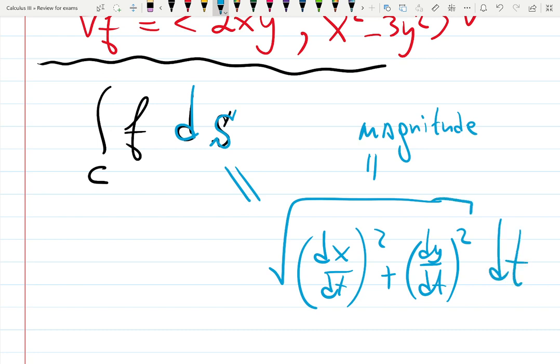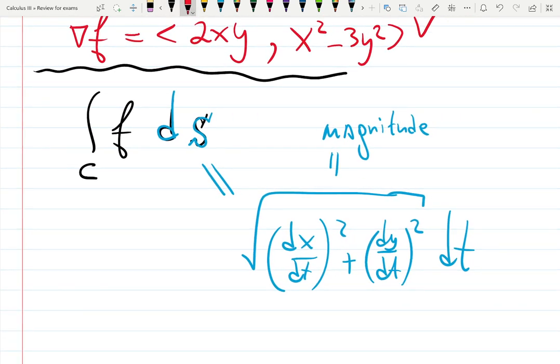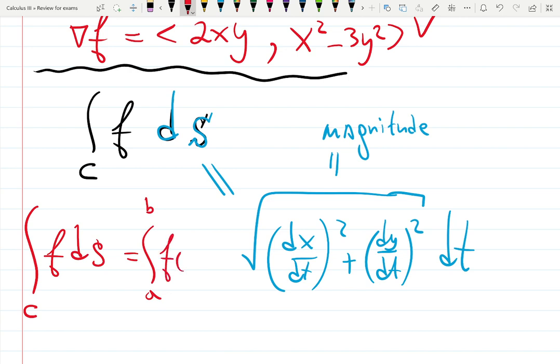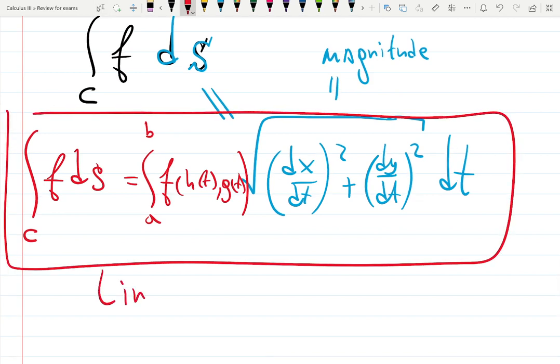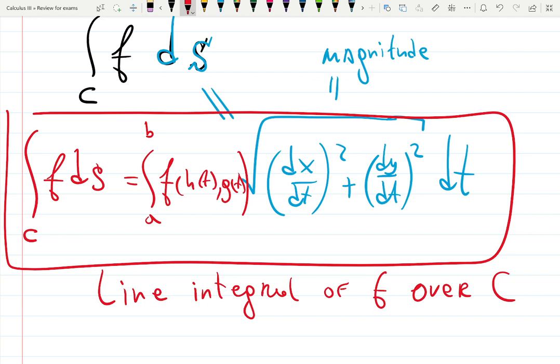ds is a topic from arc length. And this whole formula, the integral of f ds, is the integral from a to b. Parametrization is happening here, and now you have a function, let's call it h of t comma g of t. So you need to learn how to figure out the parametrization. And that is what we call the line integral of f over c. So let's figure out these things.